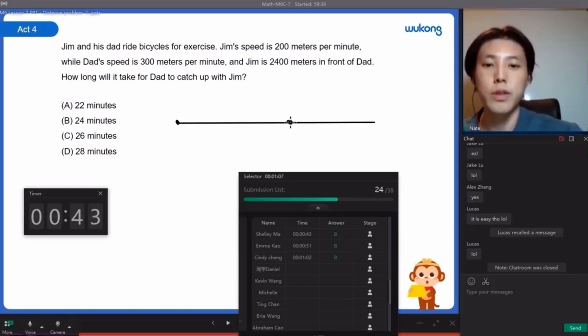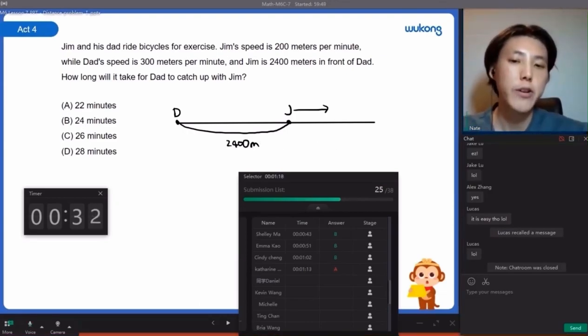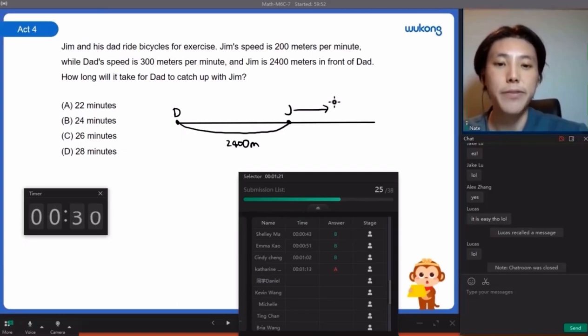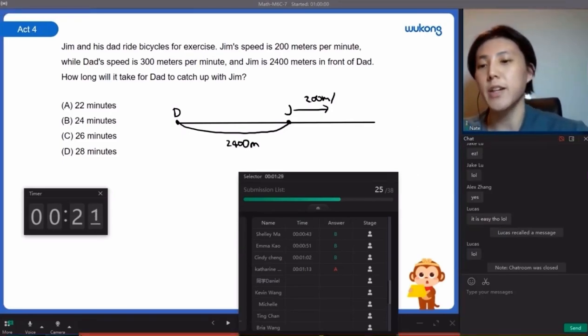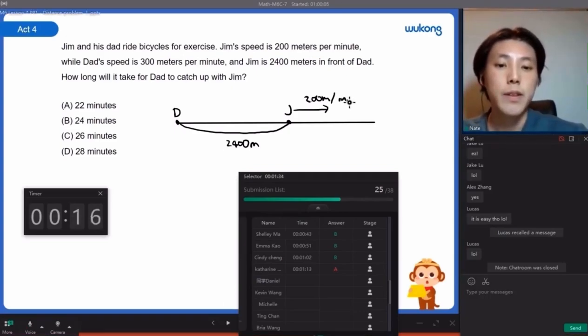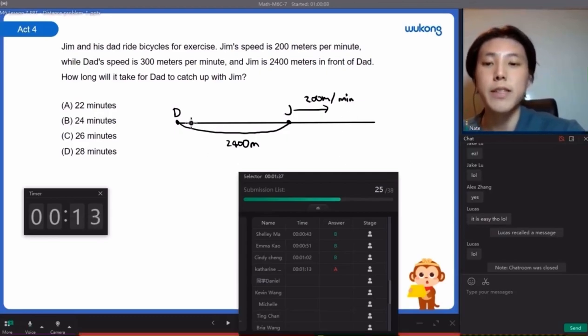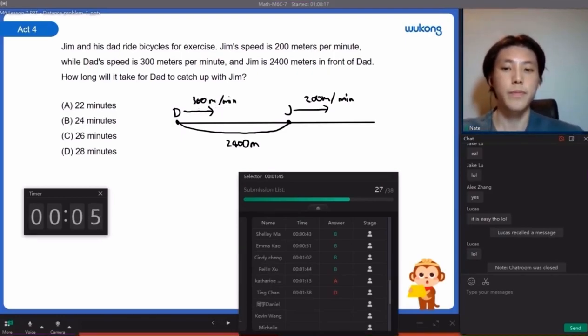Dad, Jim. And make sure you always draw the diagram. It's a good practice, and you have to do it. And just be careful with the unit. Imagine you didn't have the multiple choices; you would have to write down your own units. So just be very careful. And we're looking for time.